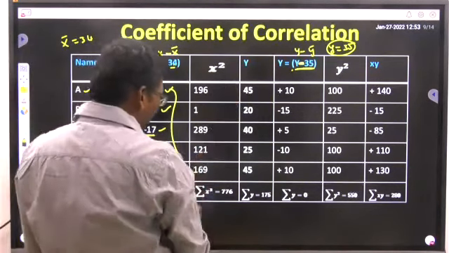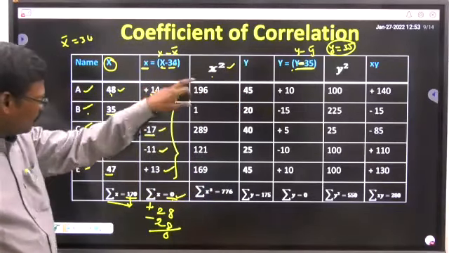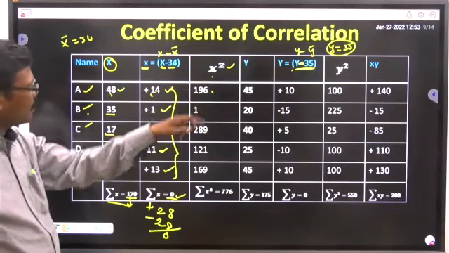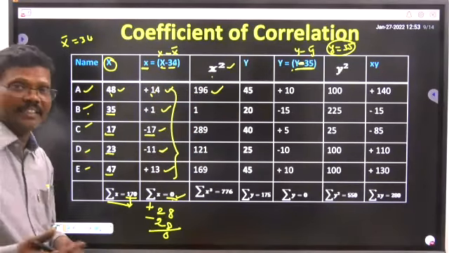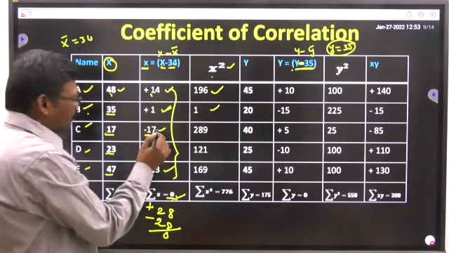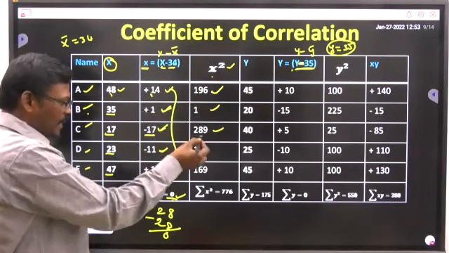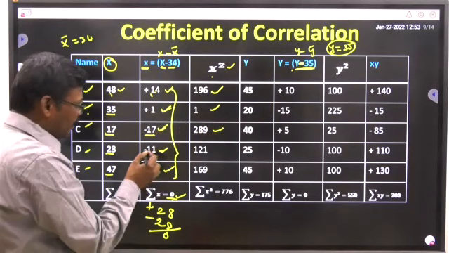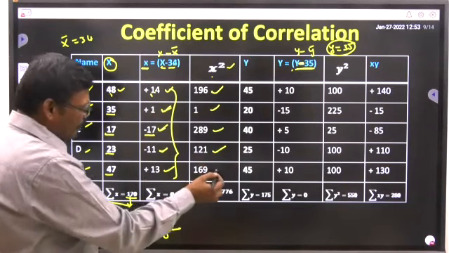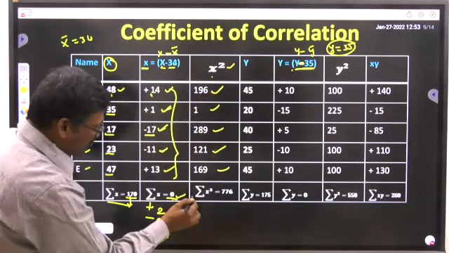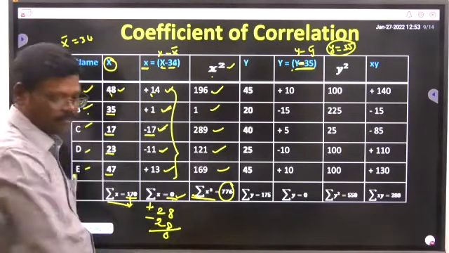Now, what is x square? This is x, this is x square, which means we have to square these values. 14 square is 196. 1 square is 1. 17 square is 289, a plus value, because minus 17 into minus 17, minus into minus is plus, 17 into 17 is 289. Minus 11 square is plus 121, and 13 square is 169. The sum of these values is sigma x square. Sigma x square is equal to 776.